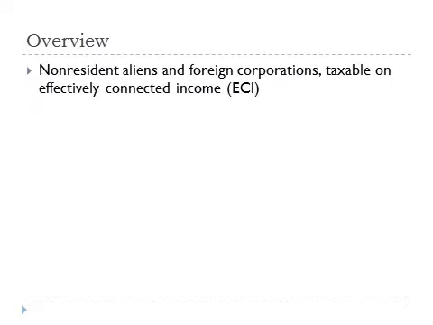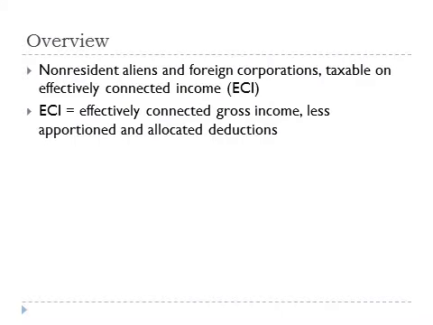Here's an overview of the rules. Non-resident aliens and foreign corporations are taxable on their business income in the United States only when it is effectively connected with the U.S. trade or business. This concept is discussed in the lecture on taxation of business income. Effectively connected income is gross income that is effectively connected with a U.S. trade or business less deductions apportioned and allocated to that income.